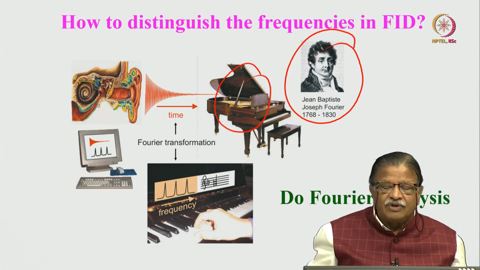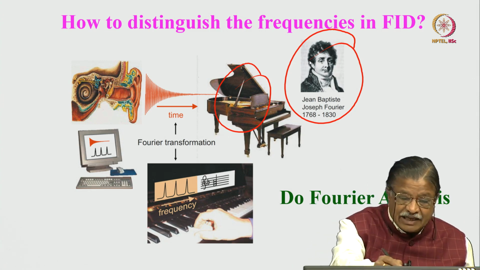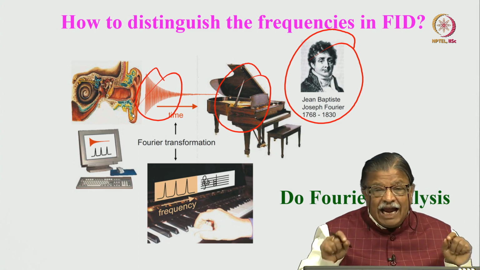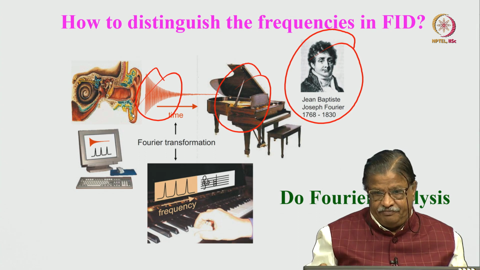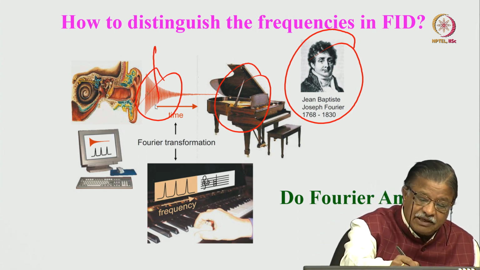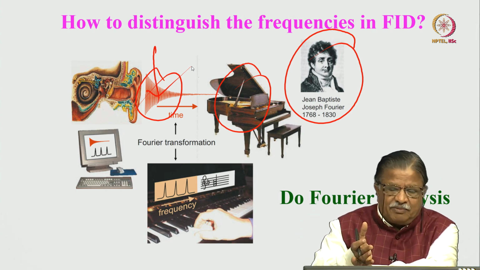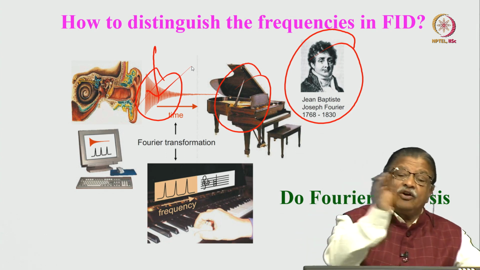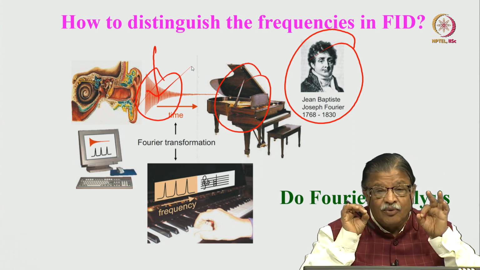We can do Fourier transformation of the time domain signal. The time and frequency are called Fourier pairs. I can do the Fourier transformation of the time domain signal and get the frequency. I can do the inverse Fourier transformation of the frequency domain and go back to the time domain. Both are possible. They are called Fourier pairs.